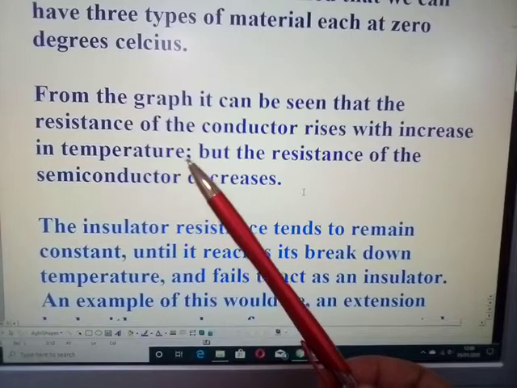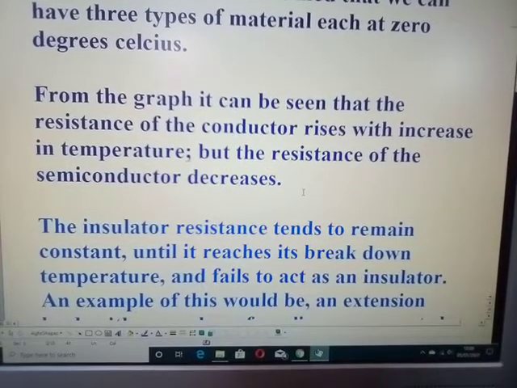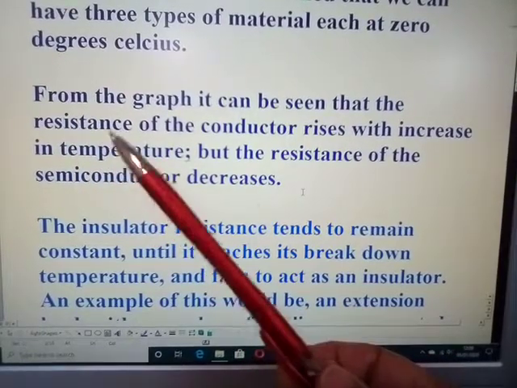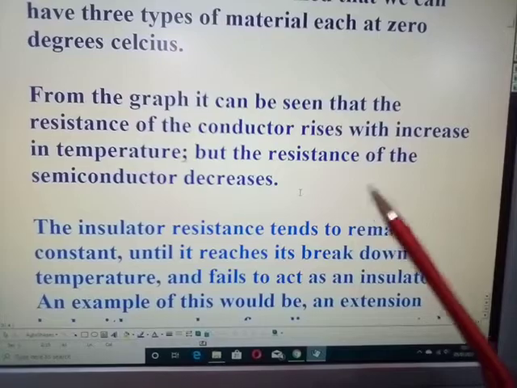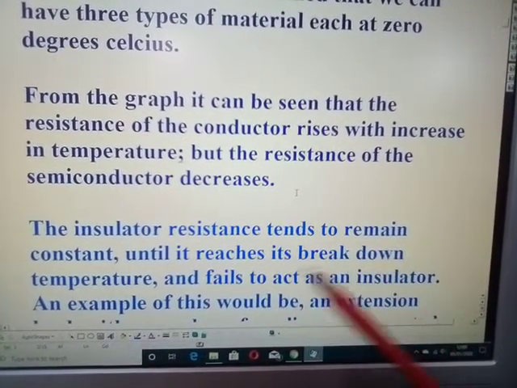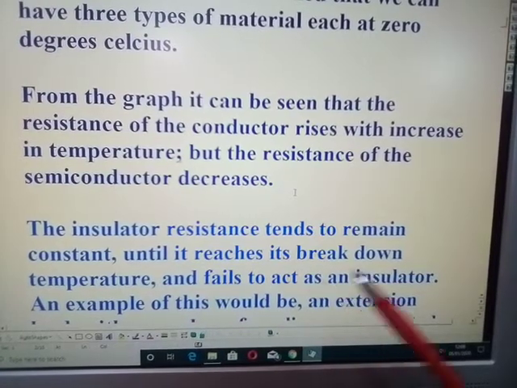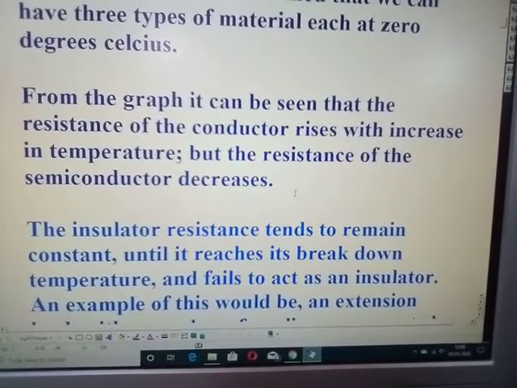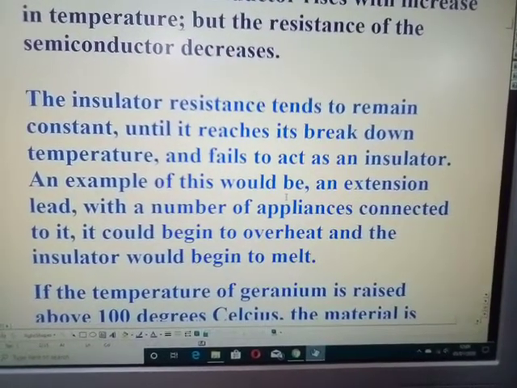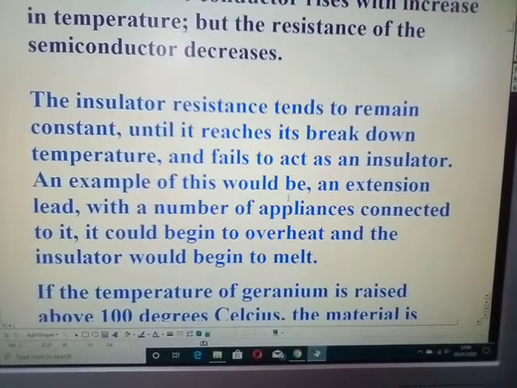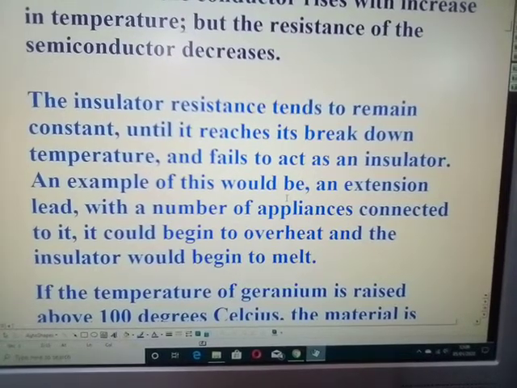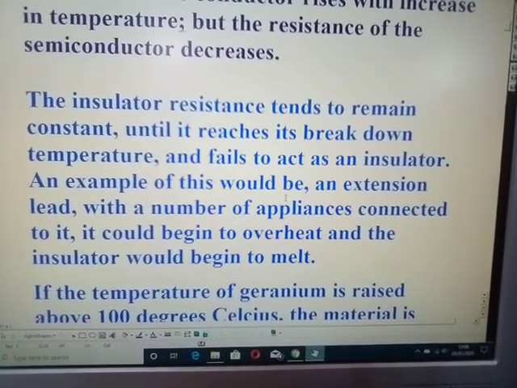So the resistance of a copper conductor will increase when the conductor begins to get hot. But the resistance of the semiconductor decreases. The insulator resistance tends to remain constant until it reaches its breakdown temperature and fails to act as an insulator. And you've seen this before in diagrams given to you in the workshop, and maybe even some experiments showing the effect of overheating of cables on their insulation.